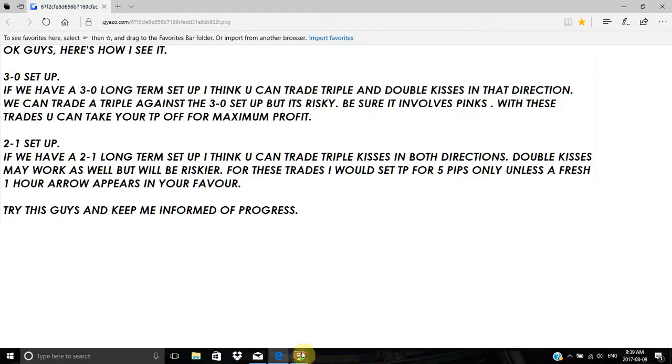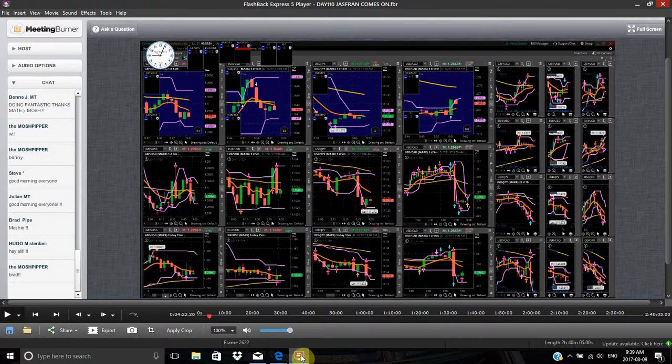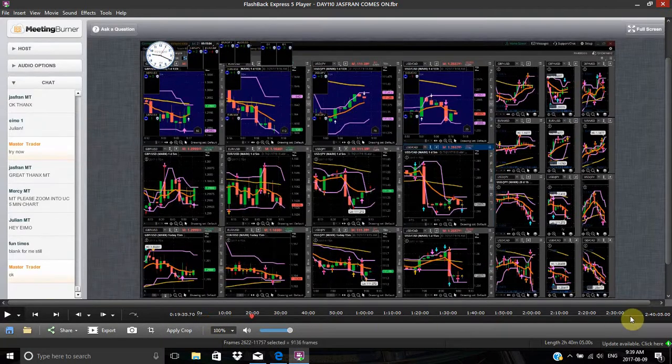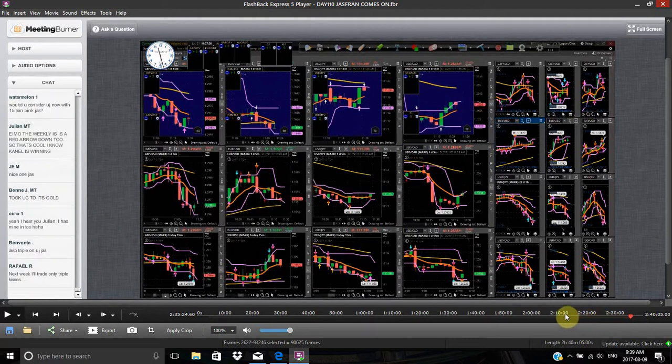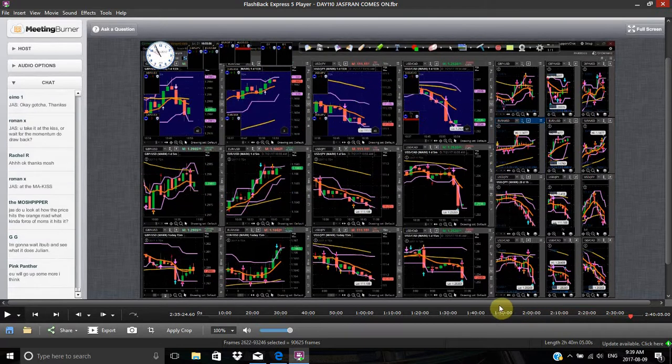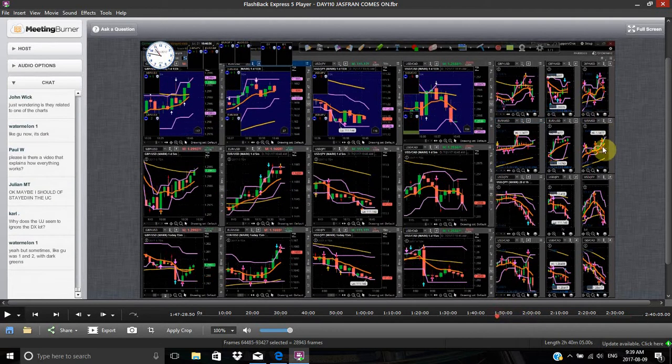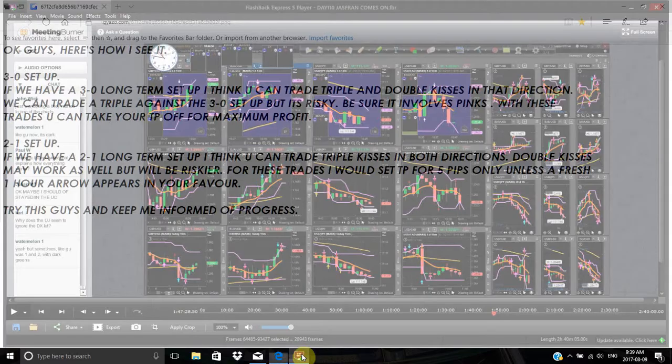Here, first things first, we have a 3-0 setup. What does that mean? That means if we get all of the same, one up, two up, three up, this is a 3-0 setup. One up, two up, three up on the long term. That's what a 3-0 setup means.